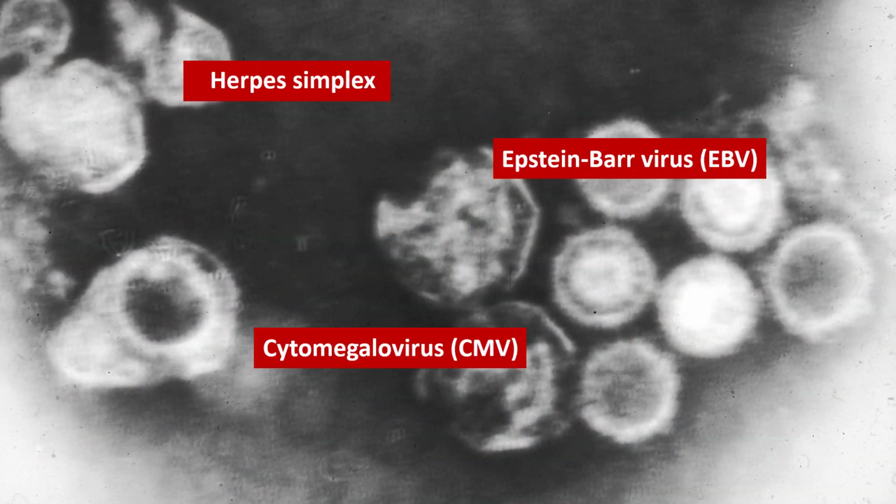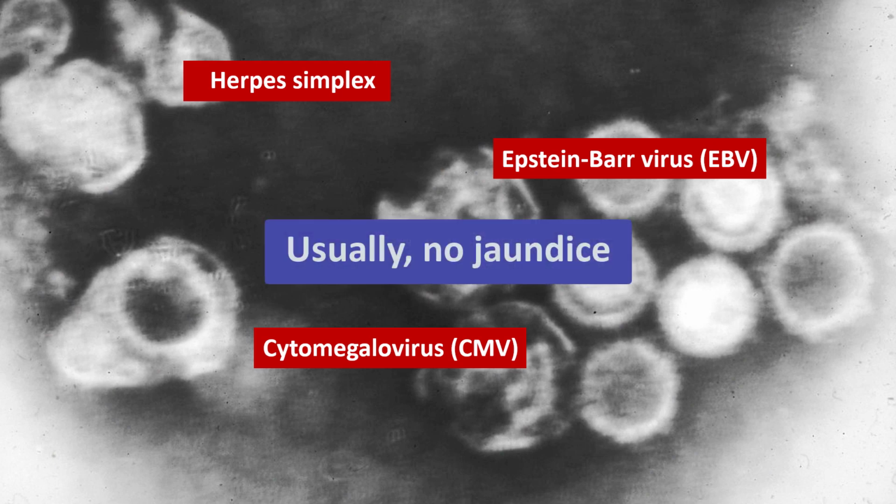In textbooks, you may find that all sorts of viruses like herpes viruses, Epstein-Barr, CMV can also cause hepatitis, and they do affect the liver, that is true, but they will rarely present with overt jaundice. Okay, so much about viral hepatitis.